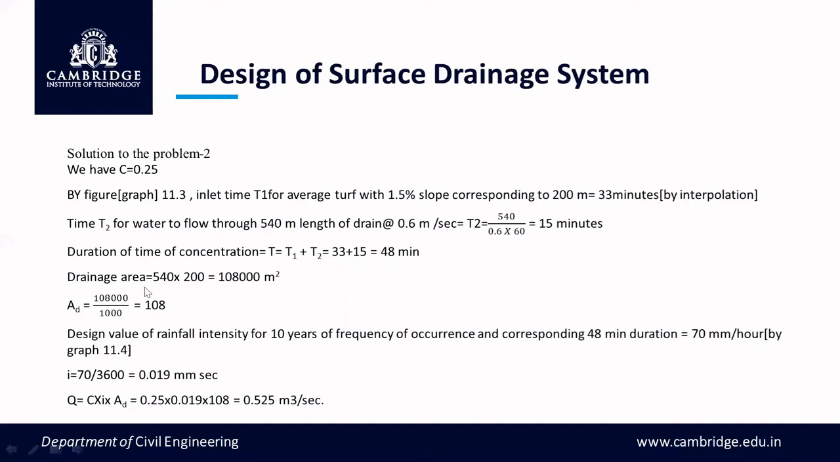Therefore, the drainage area is 540 into 200, that gives 1 lakh 8,000 meter squares. Then this should be expressed in 1000 meter squares units. Therefore, AD is equal to 108,000 divided by 1000, which gives 108. The design value of rainfall intensity for 10 years of frequency of occurrence and the corresponding 48 minutes duration is equal to 70 mm per hour by chart 11.4. Then I is equal to 70 divided by 3600, that is 0.019 millimeter per second. Q is equal to C into I into AD, 0.25 into 0.019 into 108 gives 0.525 cubic meter per second.